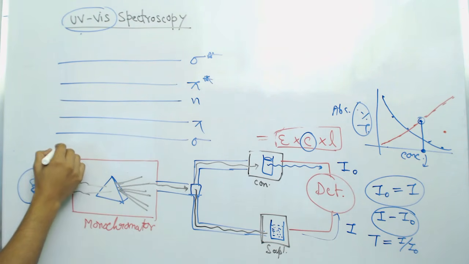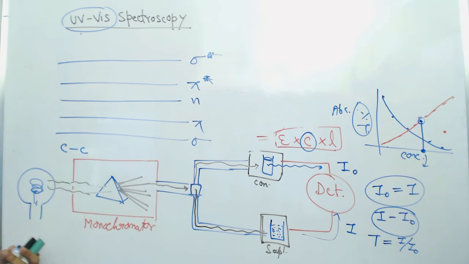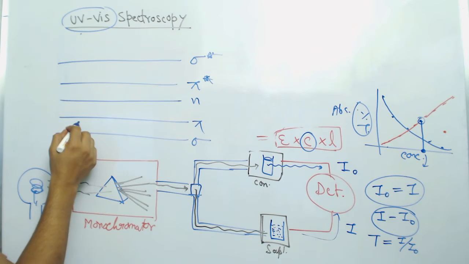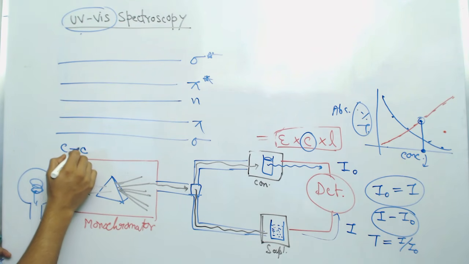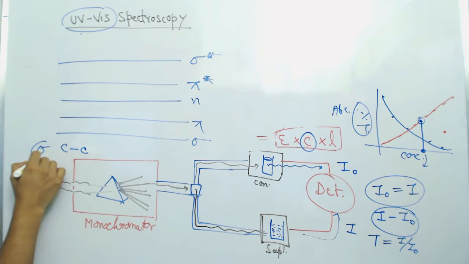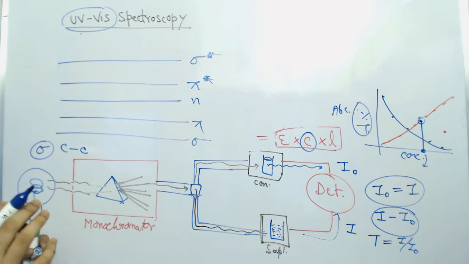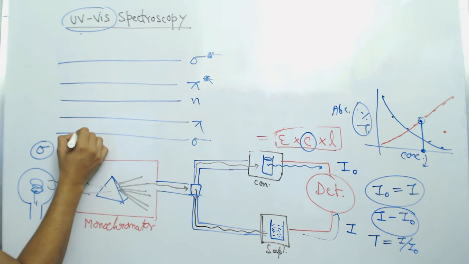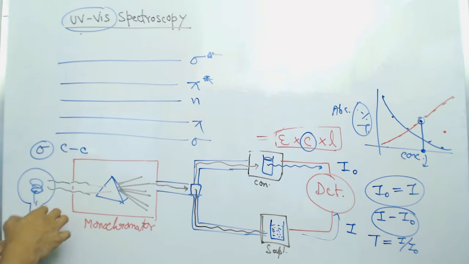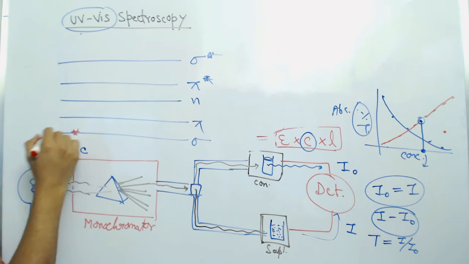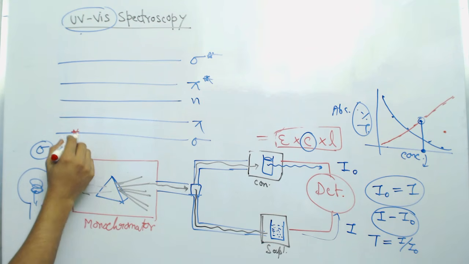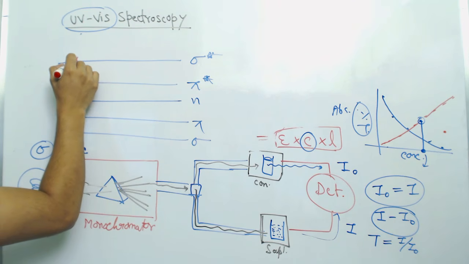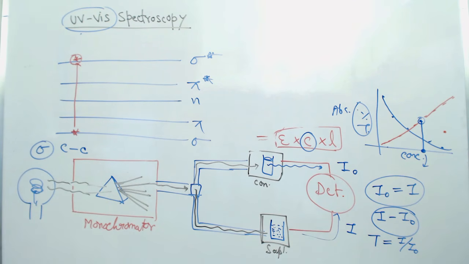So the idea is we have carbon. This is a single bond present between carbon and carbon. This is a pi bond. So what happens normally in the case of carbon and carbon, this is a sigma bond. It's a very strong sigma bond, and sigma bonds require more energy to create and break. So the electron that is present in this orbital, whenever it receives a specific energy, can jump up to the sigma star.